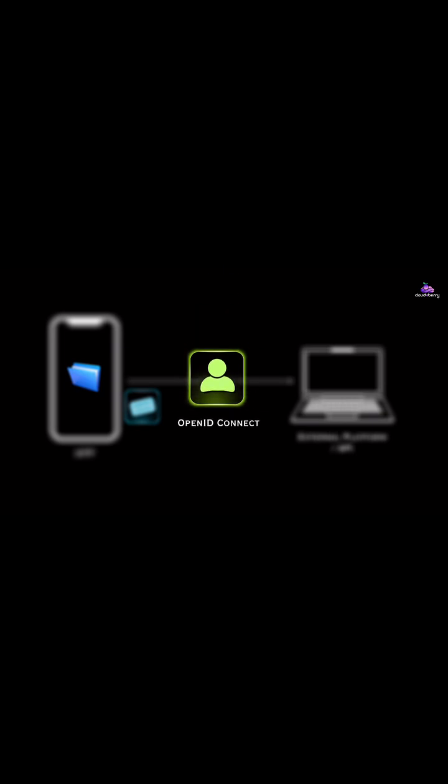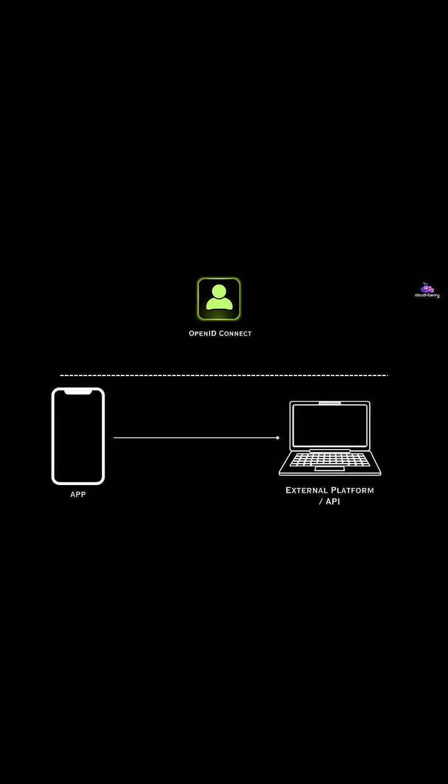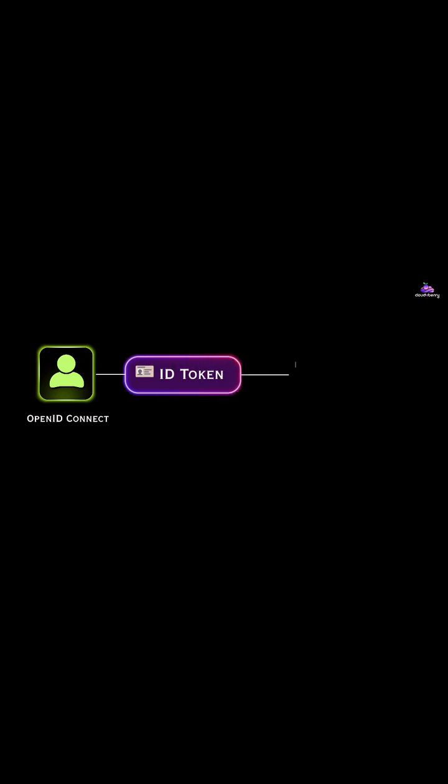However, OAuth alone does not provide a standardized way to verify a user's identity. That's why OpenID Connect, often called OIDC, was introduced. OpenID Connect builds on top of OAuth 2.0 and adds an identity layer. It introduces something called an ID token, which contains verified information about the user. This allows applications to confirm the user's identity without managing passwords themselves. Modern login systems such as Sign In with Google or Sign In with Microsoft are typically implemented using OpenID Connect.